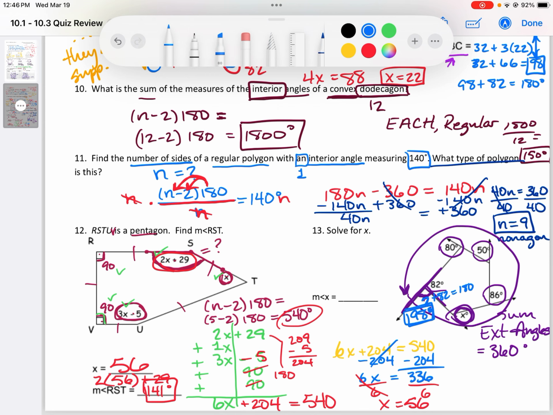And the next thing I'm going to do is take these 4 angles that I know, and I'm going to subtract them all from 360. And so what that will do is leave me with whatever x is. So if I take 360 and I subtract 98, I subtract 80, I subtract 50, and I subtract 86, I get 46 degrees. The measure of angle 8 is 46 degrees.